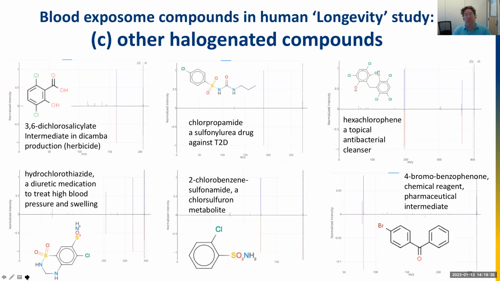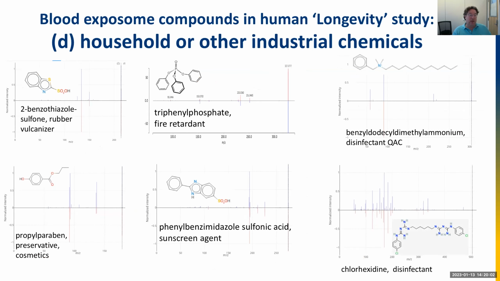And then we went on compound class by compound class. We found halogenated compounds. Here are a number of them from, for example, herbicides, chlorpromide, hexachlorophene, but also medications and pharmaceutical intermediates like bromobenzophenone. And for each of those, you have not only the accurate mass, but also excellent MSMS spectra.